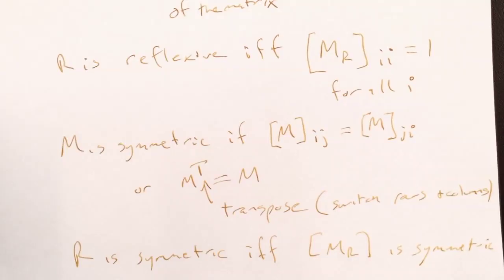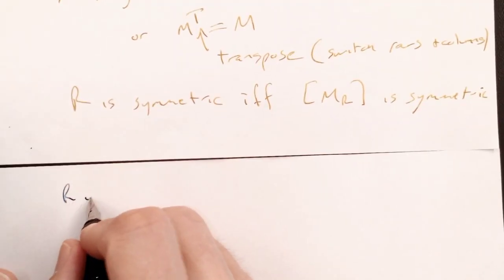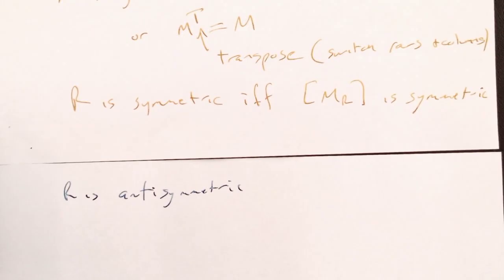Reflexive seems easy. Symmetric seems easy. Anti-symmetric. What does it mean for a relation to be anti-symmetric again? Emily?